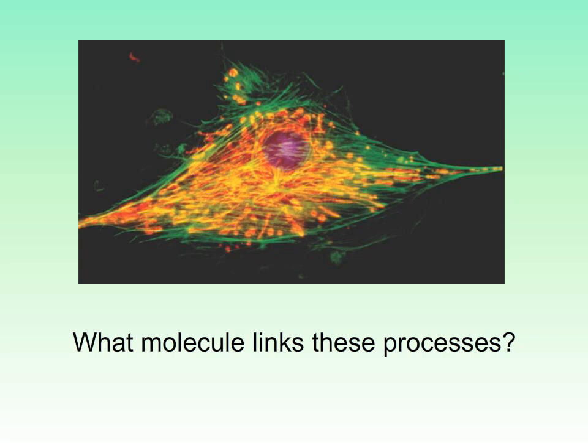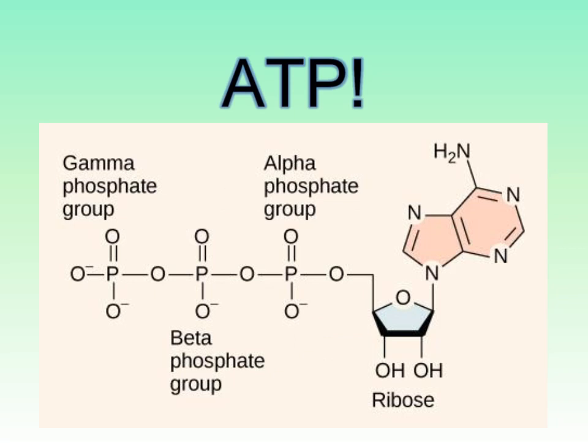Can you guess which molecule this is? Yes, ATP. Remember, ATP is a special nucleotide. It not only contains adenine as its nitrogenous base and ribose as its pentose sugar, but 3 phosphate groups. The 2 phosphates furthest away from the ribose have unstable bonds.